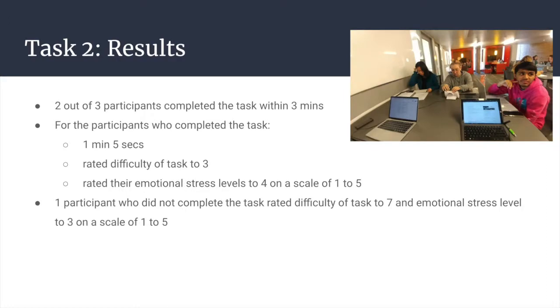For changing the time on the clock, 2 out of the 3 participants completed the task. Both participants that finished had a time of 1 minute and 5 seconds, rated the difficulty of the task a 3, fairly easy, and they rated their stress levels a 4, low stress. One participant who did not finish rated the difficulty of the task a 7 and put their stress level at 3.